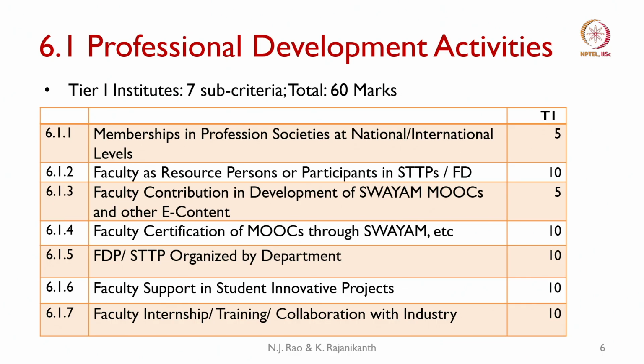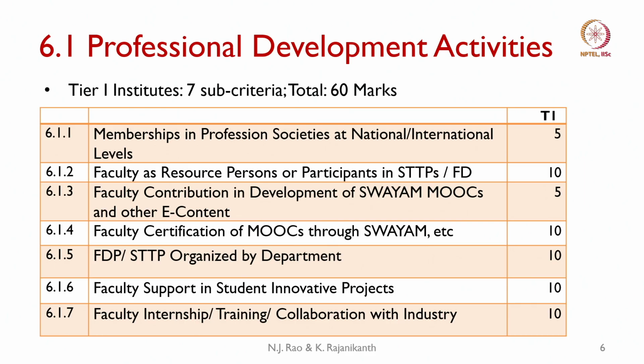The 7 sub-criteria: membership in professional societies at national and international level; faculty as resource persons or participants in short-term training programs or faculty development programs; faculty contributions in the development of SWAYAM, MOOCs and other e-content; faculty certification of MOOCs through SWAYAM, etc. Notice that 6.1.3 is faculty contribution in the development, that is, the faculty is acting as a resource person for developing content for a MOOCs course or SWAYAM course or any other e-content.